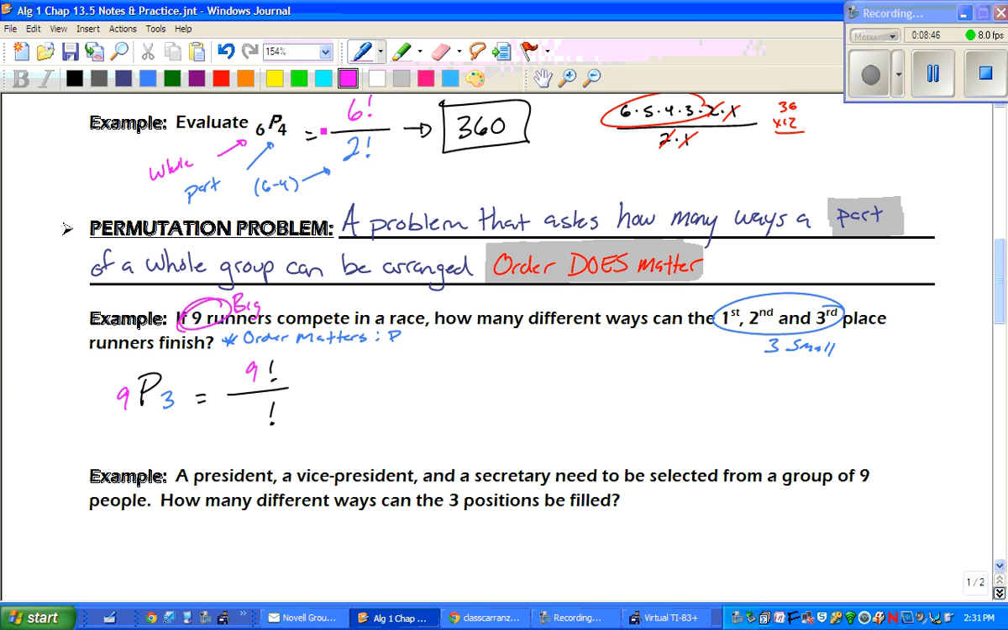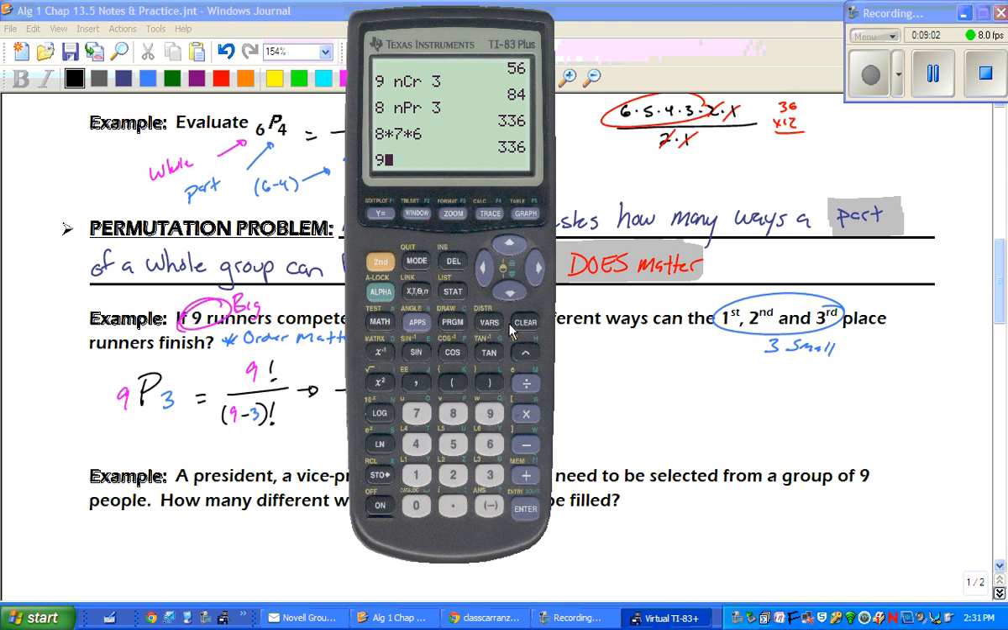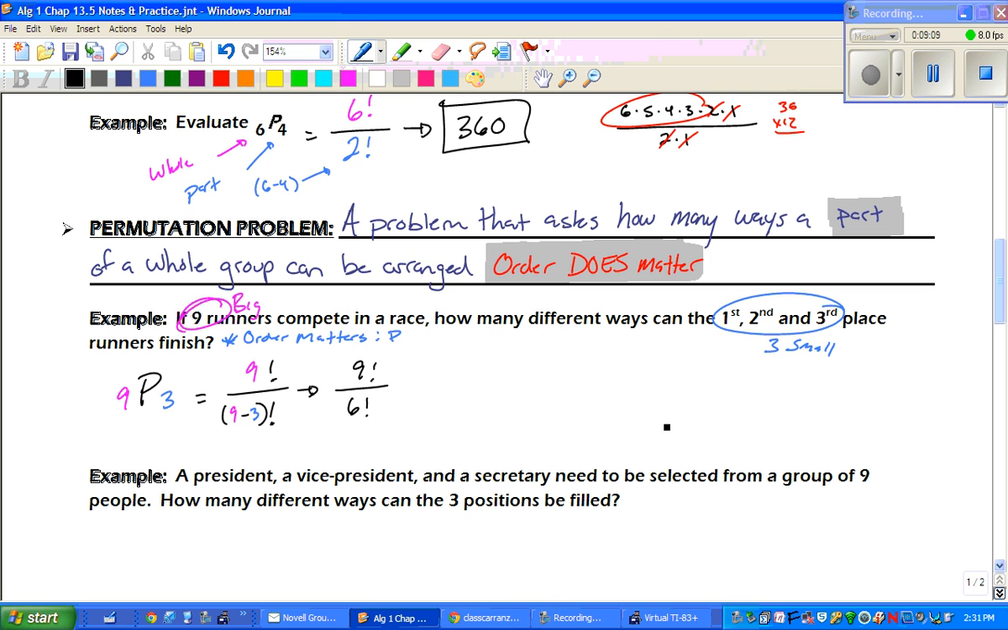Well, 9 is on the top, and then remember on the bottom, you have to subtract. You have to do 9 minus 3, which gives you 9 factorial over 6 factorial. So then on your calculator, all you've got to do, 9 nPr 3, which gives you 504 different ways that can be done.